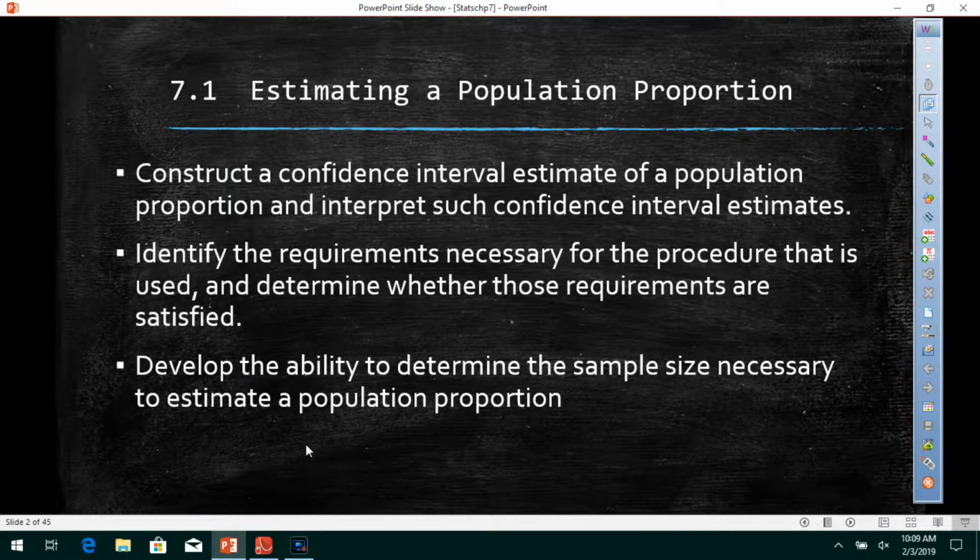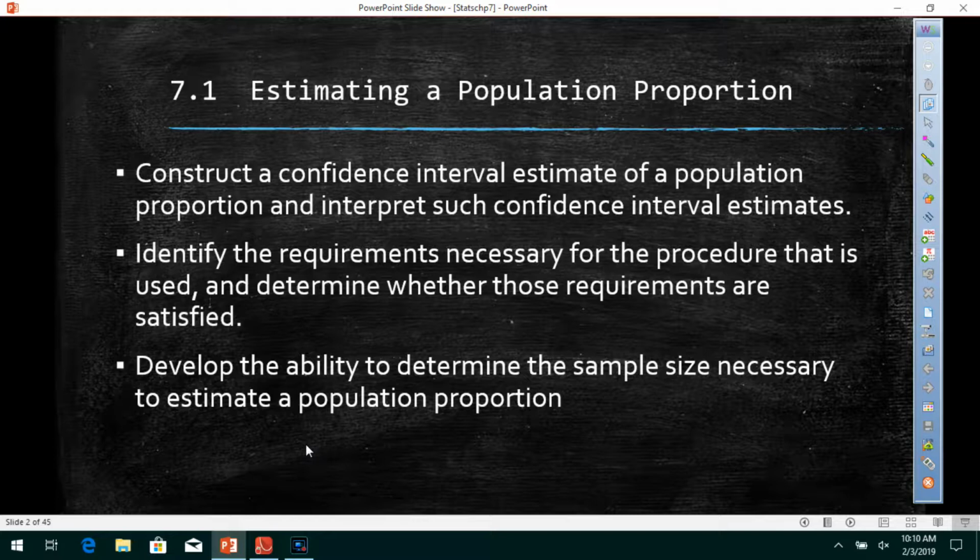Statistics Lesson 7.1, Estimating a Population Proportion. Three objectives. One, construct a confidence interval estimate of a population proportion and interpret such confidence interval estimates. Two, identify the requirements necessary for the procedure that is used and determine whether those requirements are satisfied.